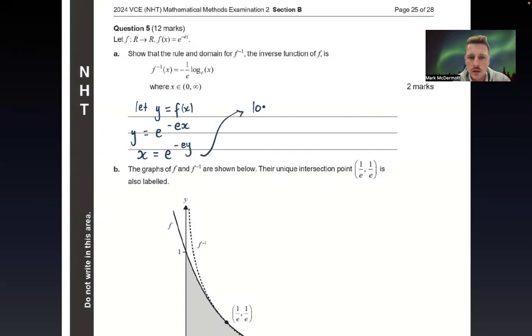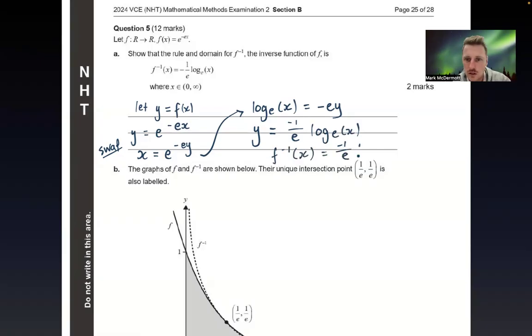Okay, take log base e of both sides. Log base e of x equals... I've got to swap x and y. Surely they'll be right. Okay, and then e to the... So what are we left with? We're left with negative ey. So y equals -1 on e log e of x. So f inverse of x equals -1 on e log e of x, as required.